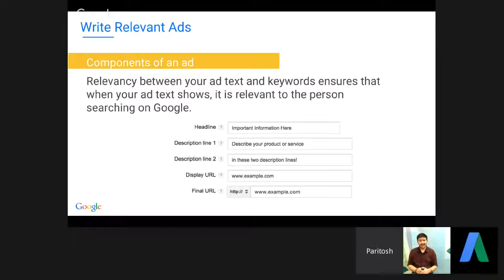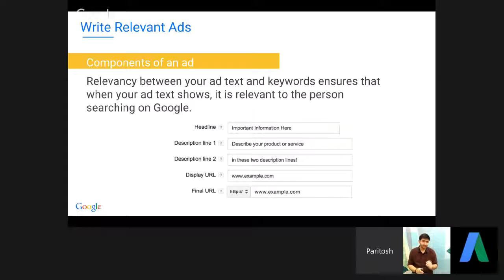Okay, so first let's look at the various components of an ad. An ad has a headline, which is the very first thing a person will read when they see your ad in Google. It has 2 lines of text, basically a small description about the product or the service that you're offering. The display URL, which is the URL you want people to see, mostly your website's homepage, and the final URL, which is the page people will be led to.